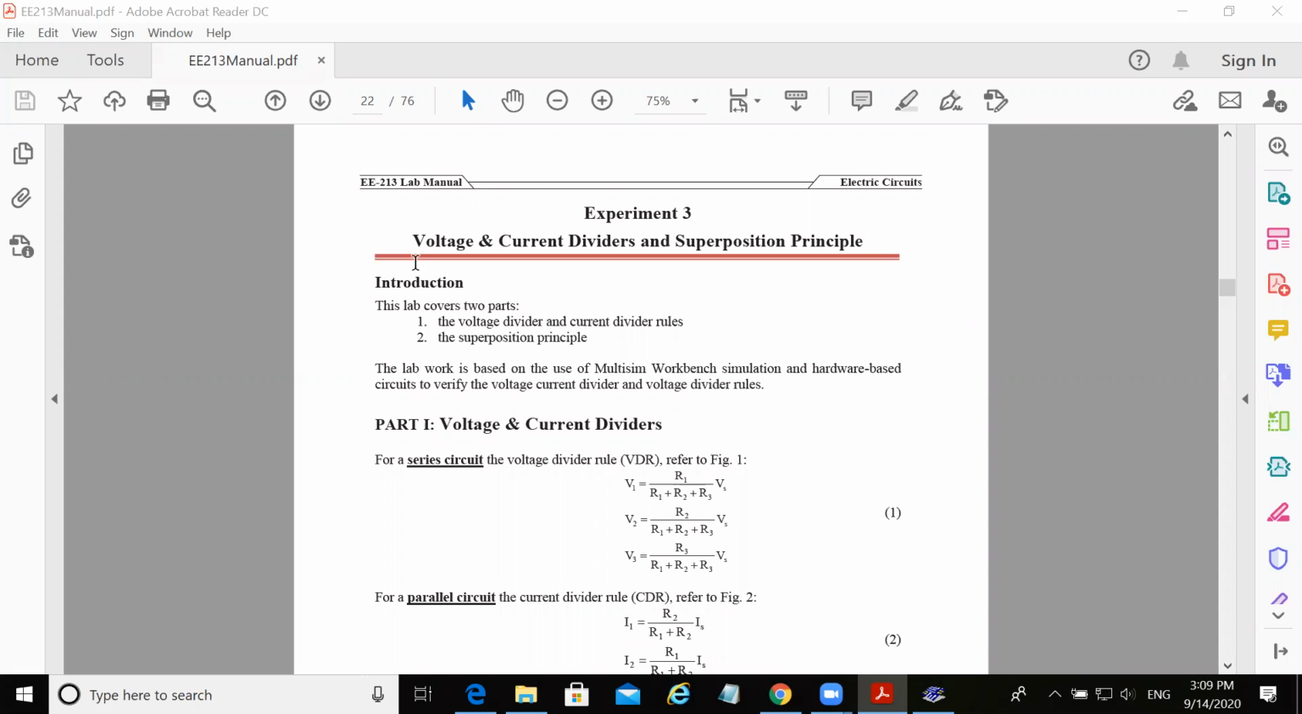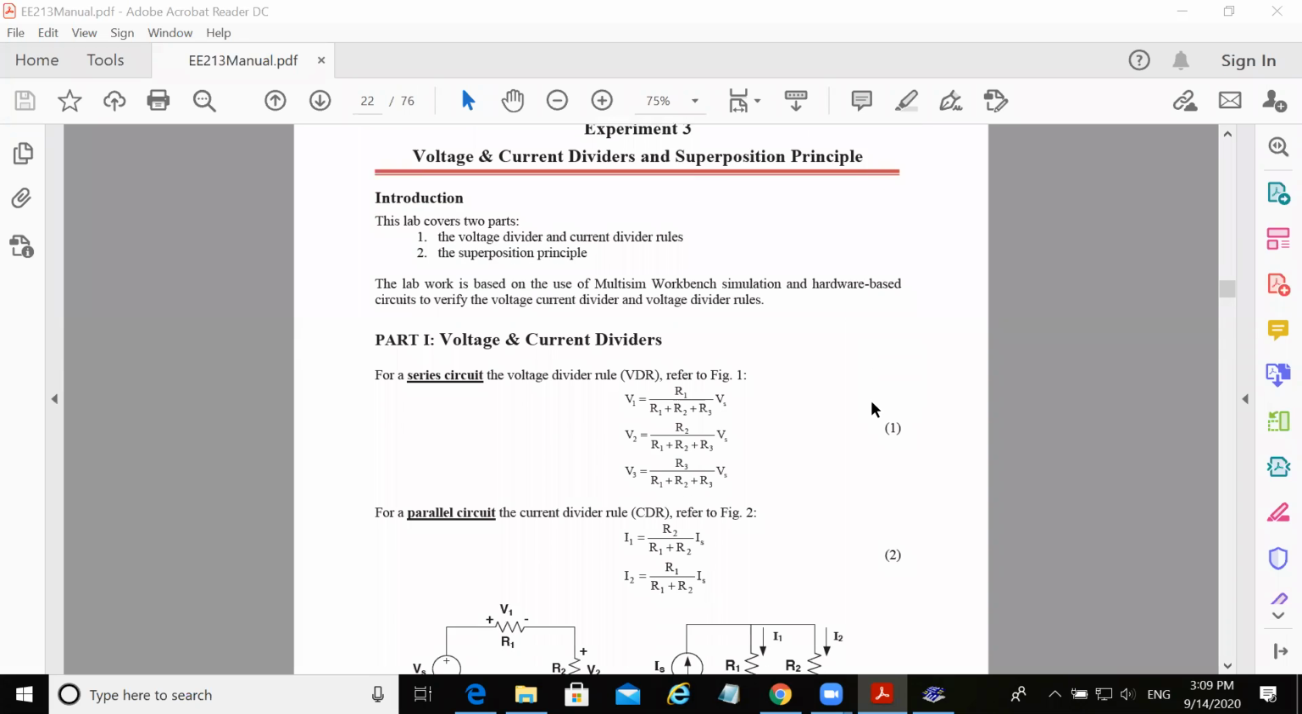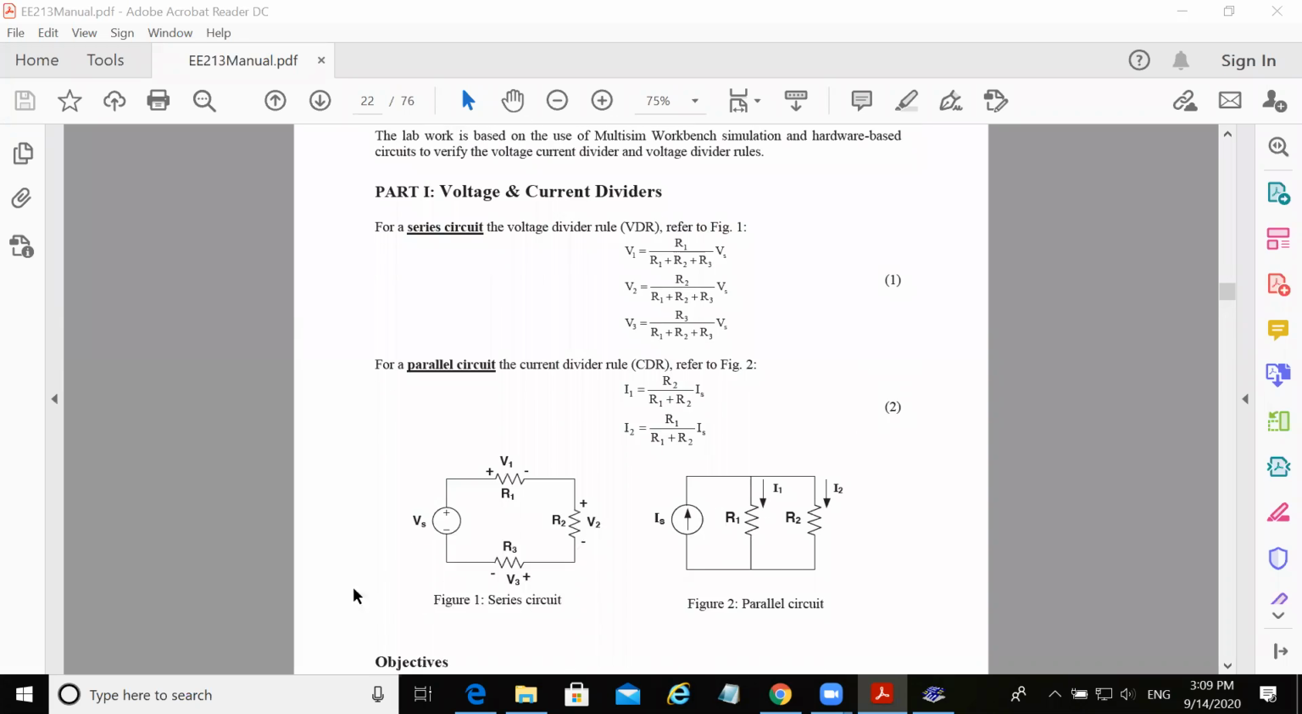In experiment number 3, there are two parts. Part 1 talks about the voltage and current divider rules, and part 2 talks about the superposition principle. Let's first look into part 1. In part number 1, we have two different types of circuits.